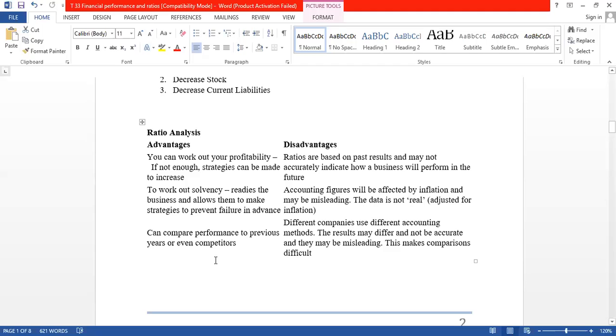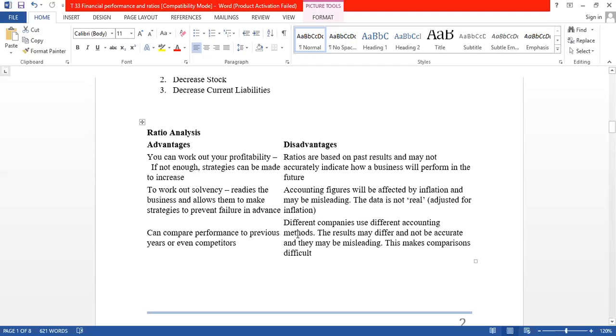Like you can find out whether you're successful or not. However, another disadvantage of ratio is that different companies use different accounting methods. The people who do accounting might know, for example, stock valuation and depreciation methods. Some companies use the straight line method of depreciation. Some companies use the reducing balance method of depreciation, right?